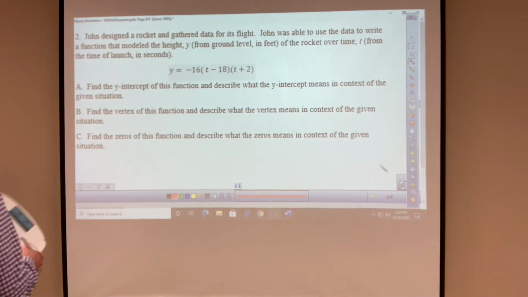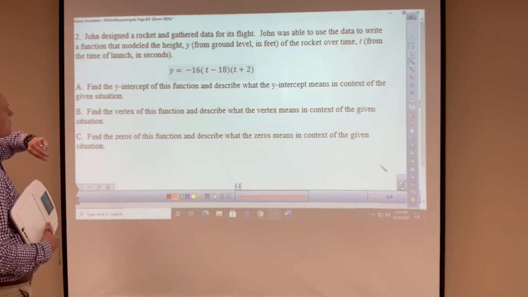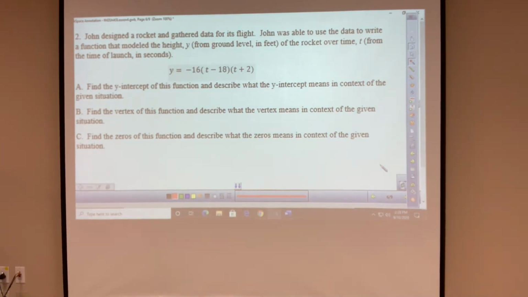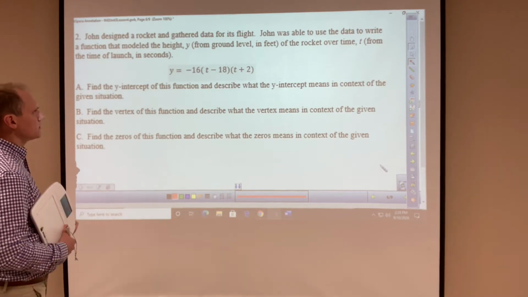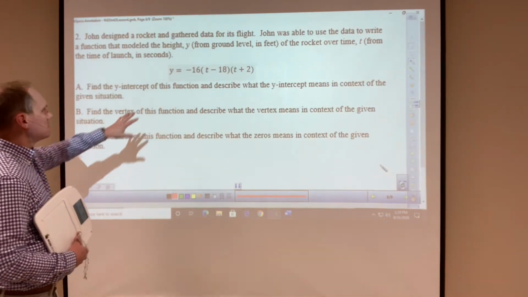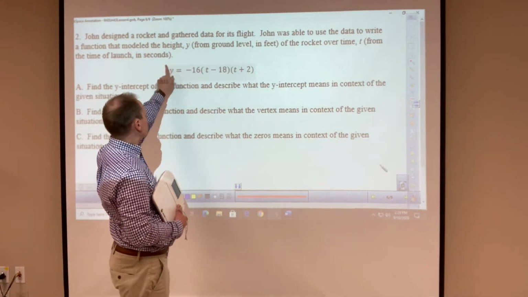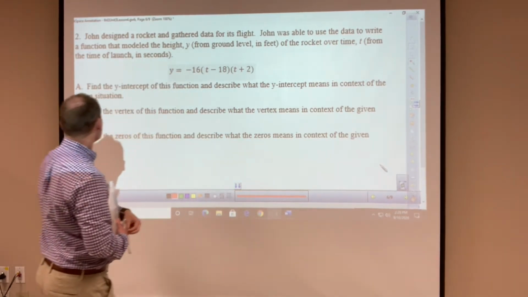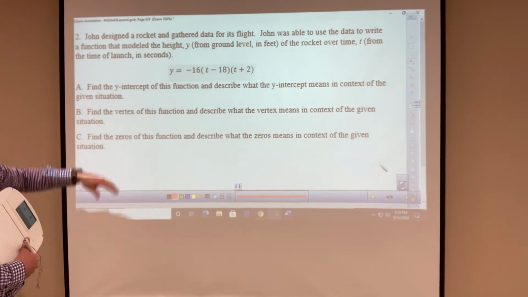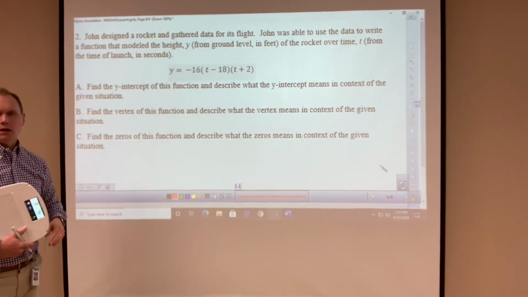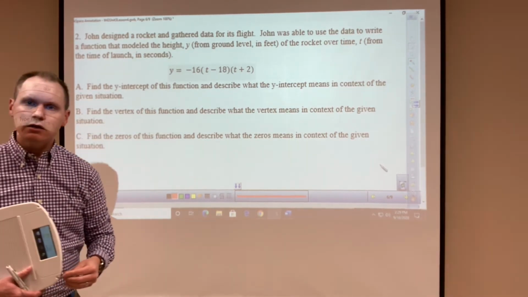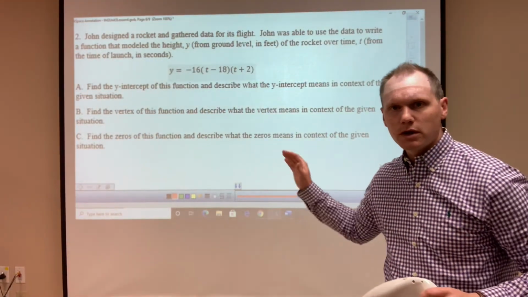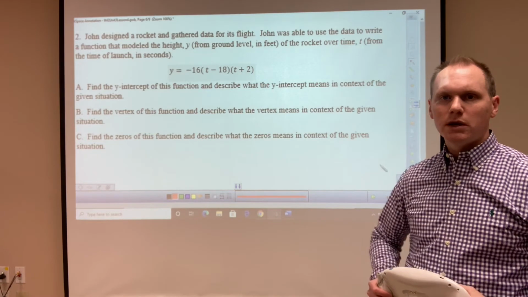This time we have John, and John designed a rocket and gathered data for its flight. John was able to use the data to write a function modeled by the height y from the ground level of the rocket over time. So similar situation, right? Y is height, and then in terms of t, it says find the y-intercept, vertex, and zeros, and see what those mean in the context. So again, let me give you some time to think this through, see if you can come up with those 3 items and then what those mean in the context.